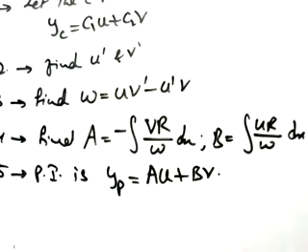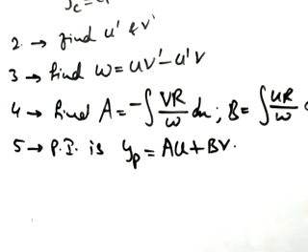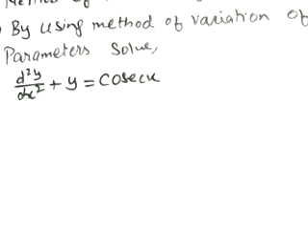After finding a and b, you get the particular integral directly. So the particular integral will be yp equals a into u plus b into v. Just revise this 2-3 times before going to the questions. Now let me do a few questions practically on this method.